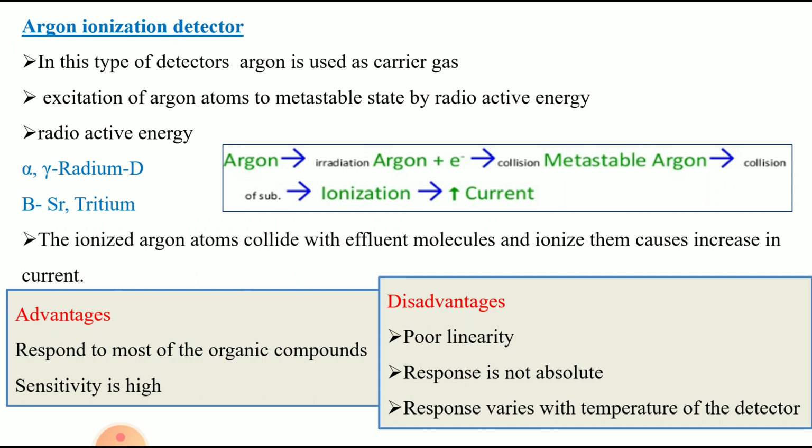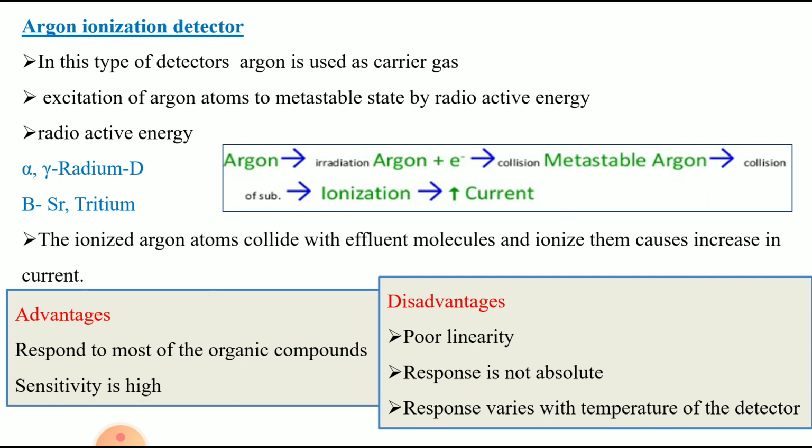Argon ionization detector. As the name suggests, in the argon ionization detector, the argon undergoes ionization. In this detector, the commonly used carrier gas is argon. So when this carrier gas enters the detector, radioactive materials are present in the detector. They produce alpha, beta, and gamma rays. The source for alpha and gamma rays is radium D, and the source for beta rays is strontium and tritium.